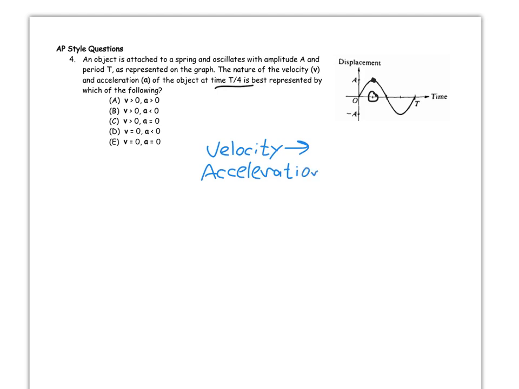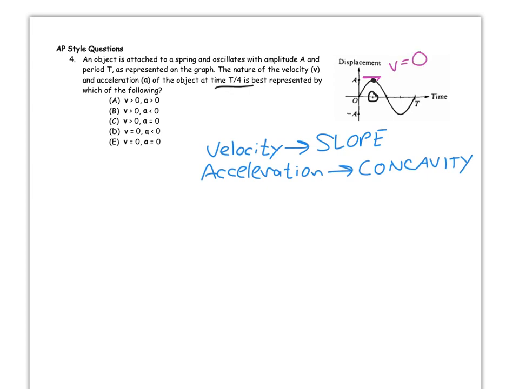So on a position versus time graph, we know that the velocity is going to be the slope, and the acceleration is going to be the curvature or concavity. All right, and so based off of that, we can tell the sign, or whether it's 0, of our position, our velocity, and our acceleration. So velocity is the slope. We're thinking about the slope at this peak here, and at the peak, that is going to be a slope of 0. All right, so that means that our velocity is going to be 0.